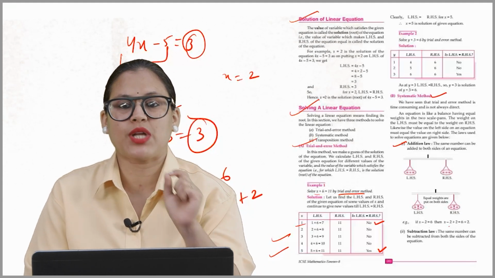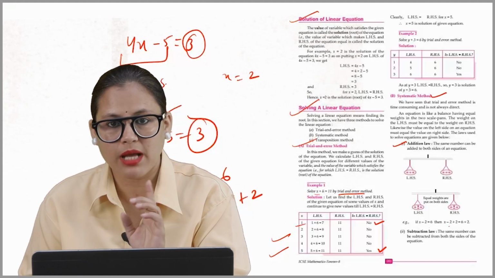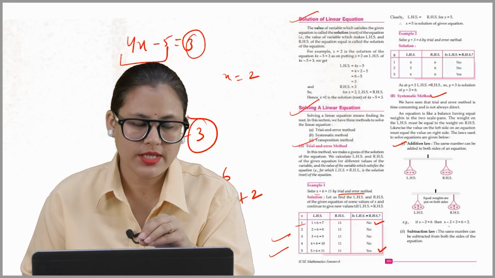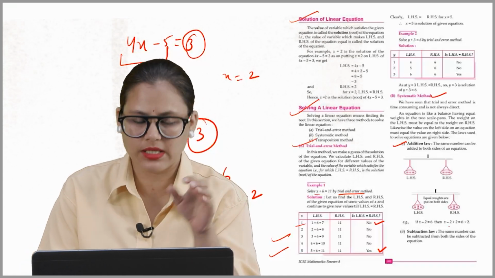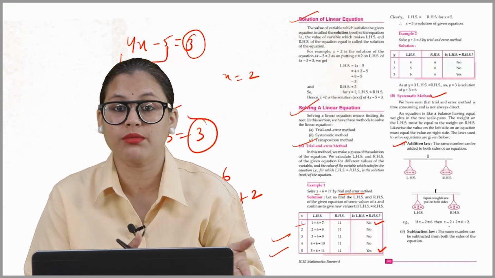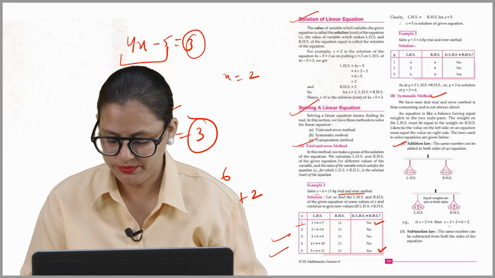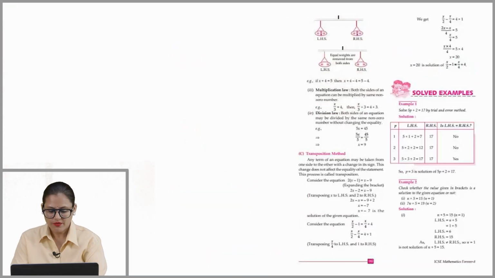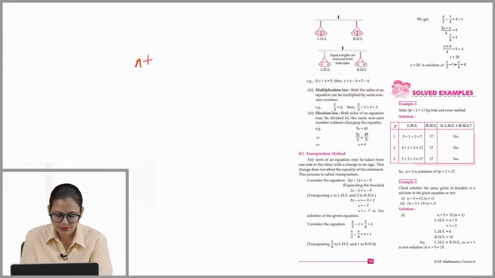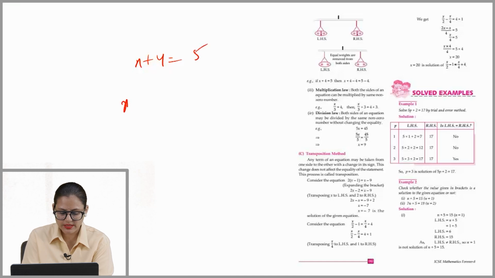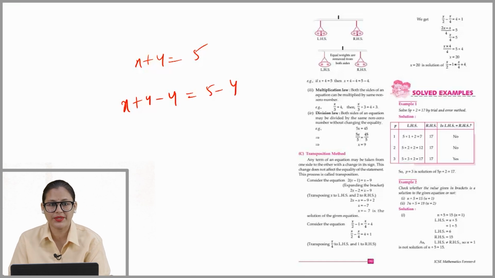Number 2 is subtraction law. The same number can be subtracted from both sides of the equation. In this case we added the same number; we can also subtract the same number from both the sides. For example, x plus 4 is equal to 5. So here we will subtract the same number from both the sides.